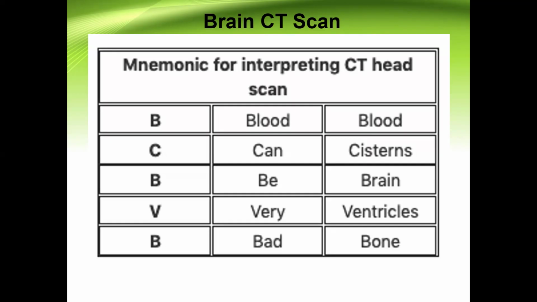They say blood can be very bad, okay? So you look out for blood, you look at the cisterns, you look at the brain parenchyma itself, you look at the ventricles, and you look at the bone, okay? And this is important as we go on in the course of this discussion.